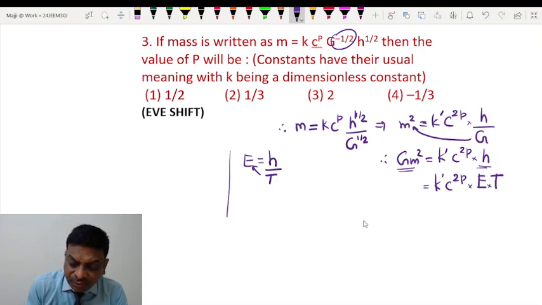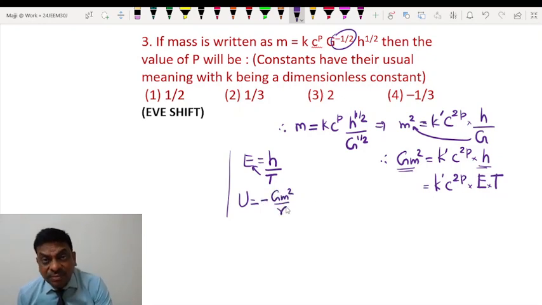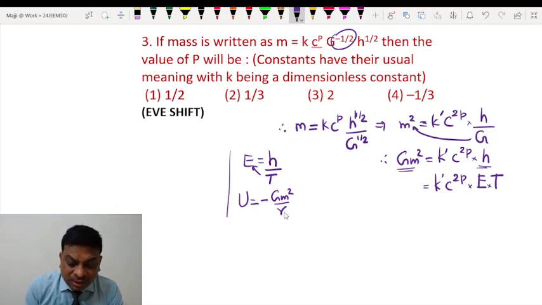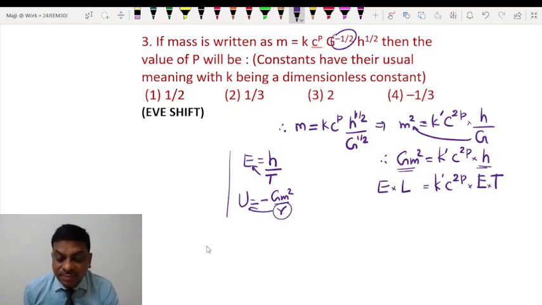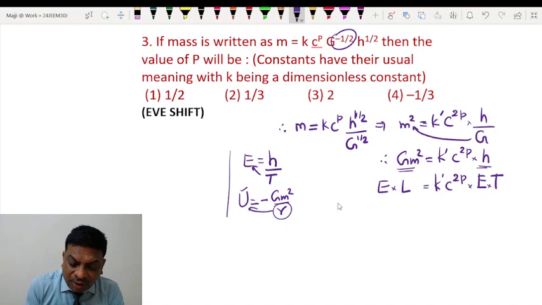Energy into time. Then also gravitational potential energy is minus gm square by r. Do you remember, students? Gravitational potential energy between 2 point masses, each of mass m separated by distance r. So gm square will be numerically energy into distance. Distance r is L, r is length. Instead of u, I have written energy. So let us see. E gets cancelled here.